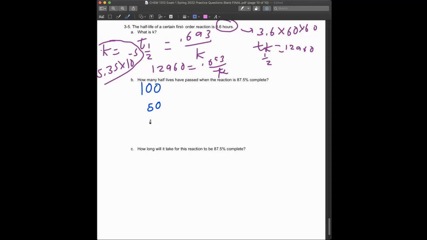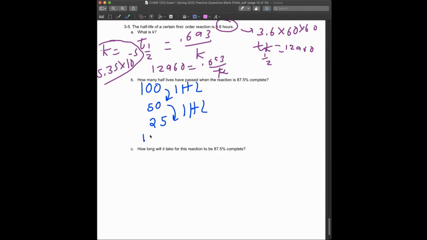Yeah, that's where we get the 0.693 from. So, of course, when we go from 100 to 50, that's half of the substance, or that's one half-life, right? When we go from 50 to 25, that's going to be another half-life, because it's half of the substance remaining, right? So it's one half-life.